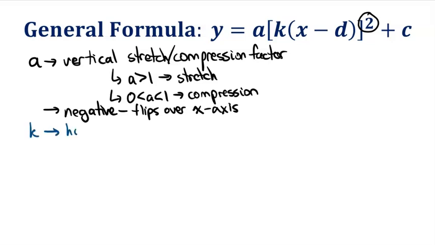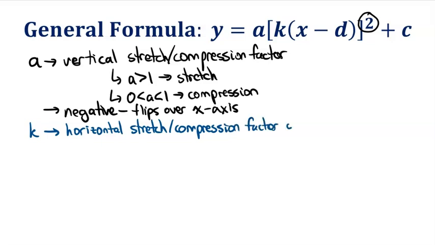The k value is a horizontal stretch or compression by a factor of 1 over k. By horizontal stretch, we mean that the x value is being multiplied by this factor. That factor is the reciprocal of what the k value is. This is very important to remember that it's the reciprocal. It's 1 over k. So if the k value is between 0 and 1, if it's a fraction that's smaller than 1, then it is going to be a horizontal stretch because the factor is 1 over that. We'll look at those examples in a moment.